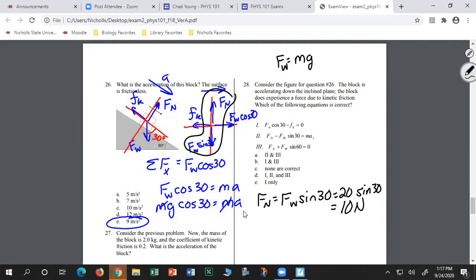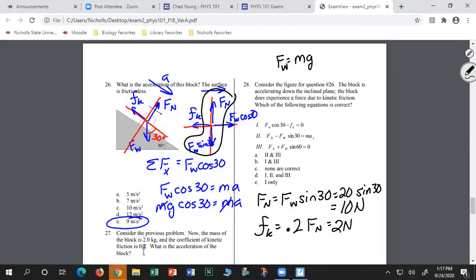It's less than the weight of the object because on an inclined plane, the normal force is less than the weight. It's on that inclined plane. And then to find the kinetic frictional force, I would say Fk is equal to 0.2 times Fn, or 2 newtons.